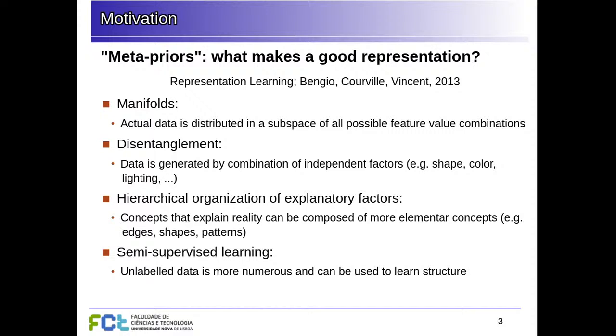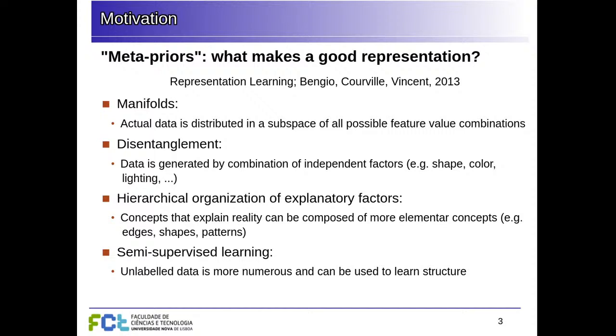For example, not all possible combinations of pixel values are images of cats. In fact, if you create random combinations of pixels, you will almost never have a cat in that image. So cat images are a very, very small subset of all possible images. And so cat images will be distributed along a manifold that can be of a much lower dimension than the space of the input images that we are using.